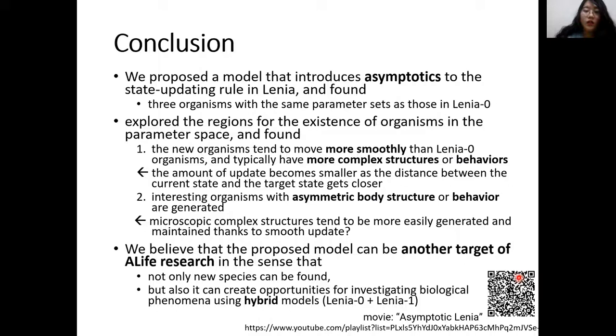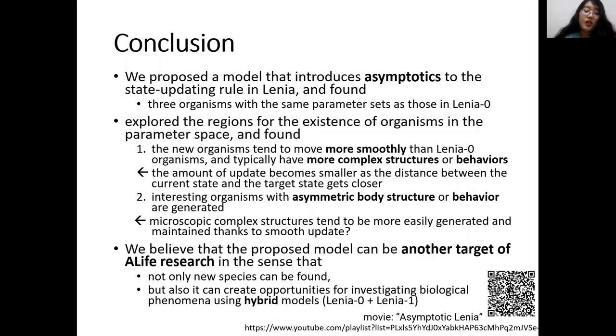Let me summarize my talk. We proposed a model that introduces asymptotics to the state updating rule in Lenia. And we found three organisms with the same parameter set as those in Lenia 0. We then focused on the regions for the existence of organisms and explored them in the parameter space. We found the new organisms tend to move more smoothly than Lenia 0 organisms due to the asymptotic updating.